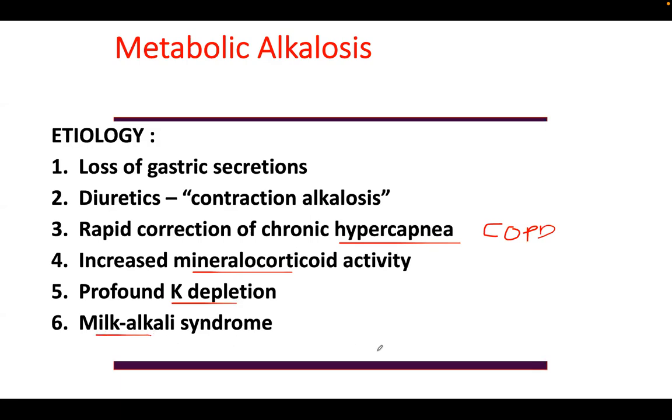Also increased mineralocorticoid activity, so aldosterone tumors, hyperaldosteronism, profound potassium depletion, and milk alkali syndrome. Now, milk alkali syndrome occurs when you give antacids with what specific antibiotic? What specific antibiotic would cause milk alkali syndrome when you add this with antacids? It is tetracyclines. Tetracyclines is milk alkali syndrome.